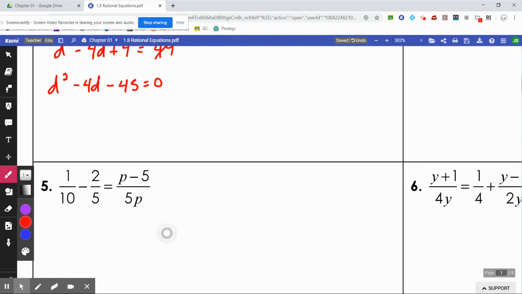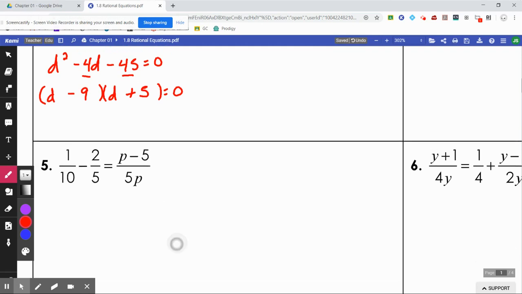And then we just solve by factoring. Again, you could use factoring, you could use completing the square, you can use the quadratic formula. However, factoring is going to be our easiest method. Adds to give you negative 4, multiplies to give you negative 45: a negative 9 and a positive 5. Set each of them equal to 0, and you'll get d is equal to 9, or d is equal to negative 5.